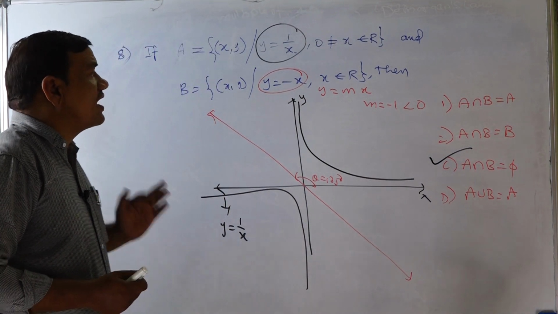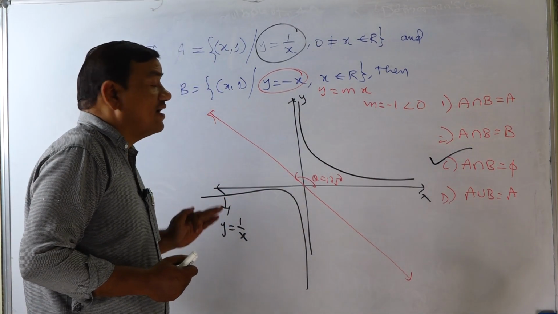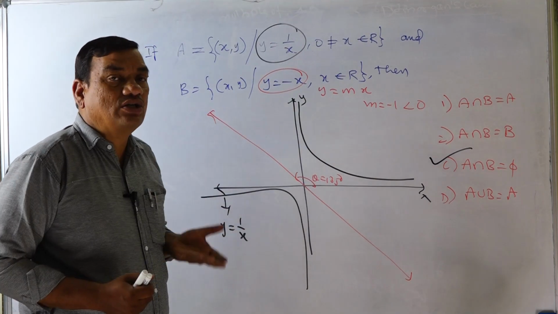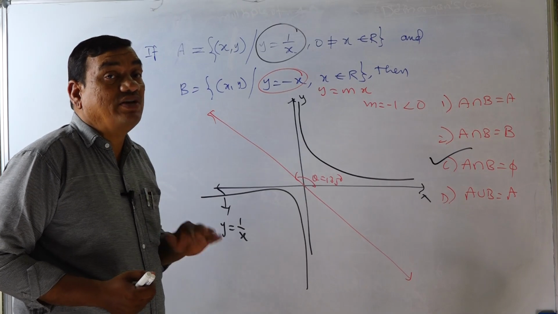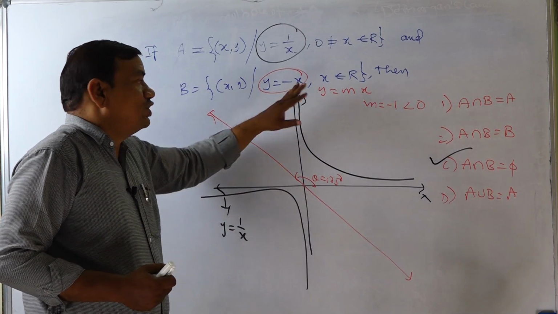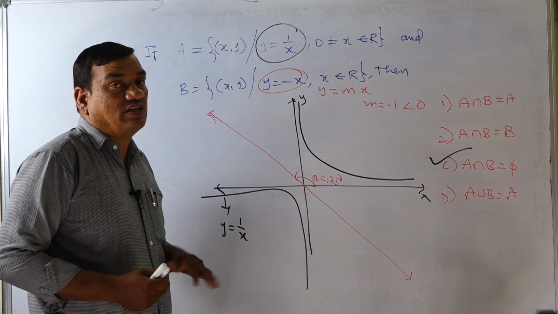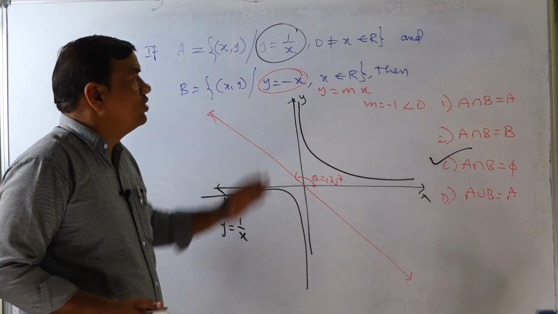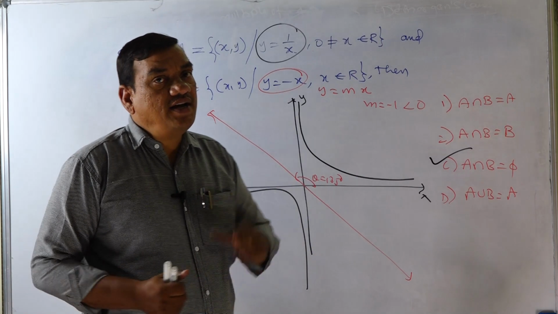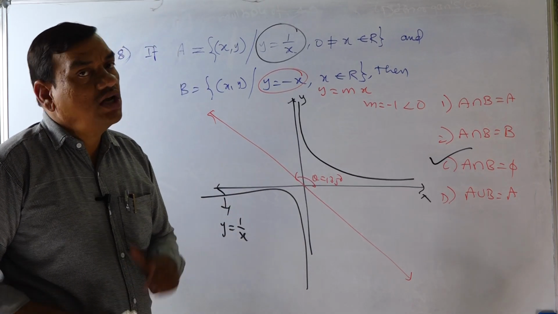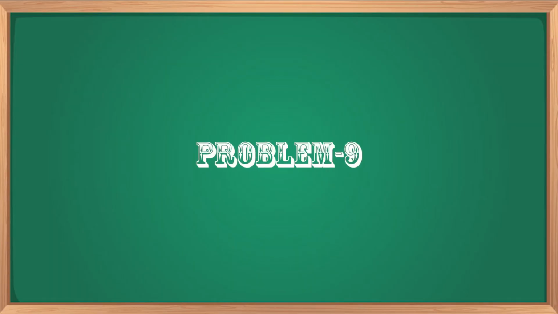So if you have command over drawing some basic curves, y is equal to 1 by x, y is equal to x square, y is equal to e power x, y is equal to a power x, y is equal to x, y is equal to minus x, y is equal to x square plus 2x plus 3, such type of basic graphs, this type of problems you can easily solve. Okay? So I hope that you understand this solution. Let us go for next problem.